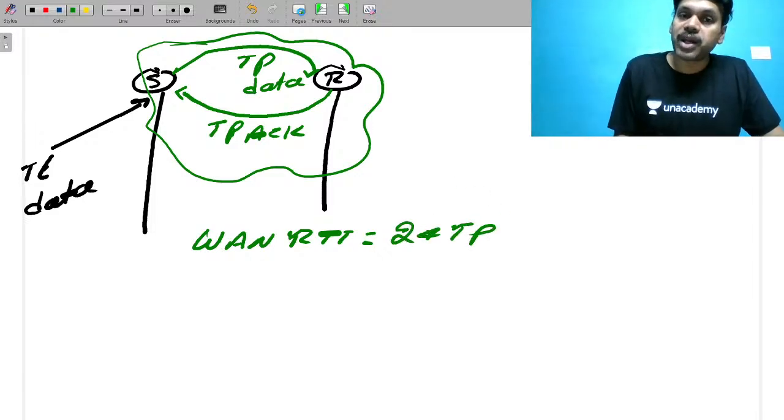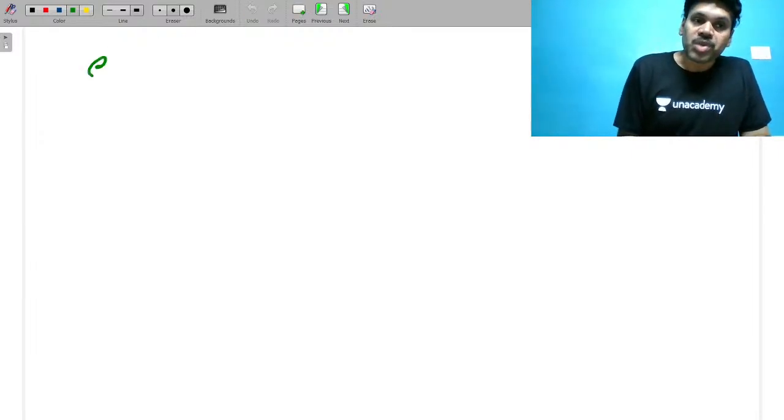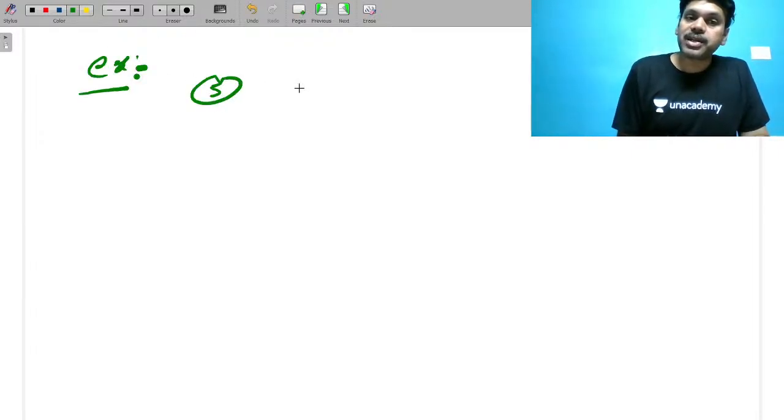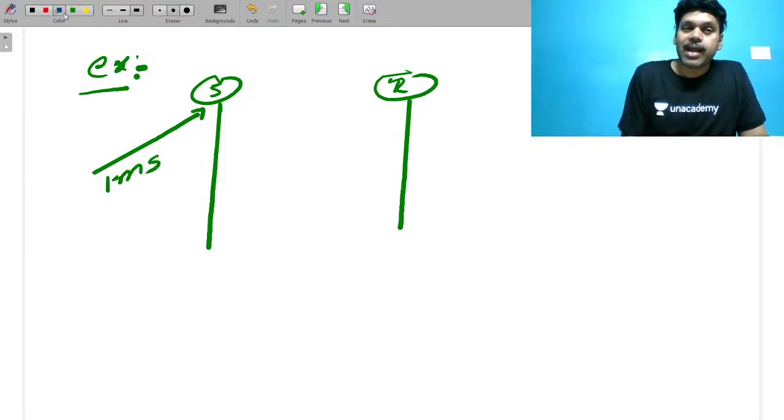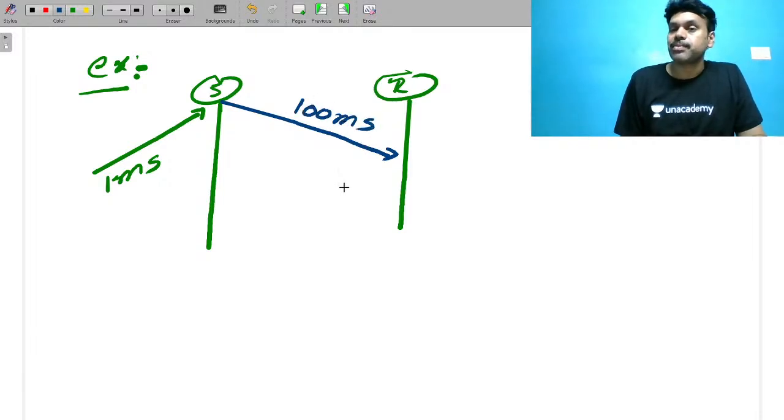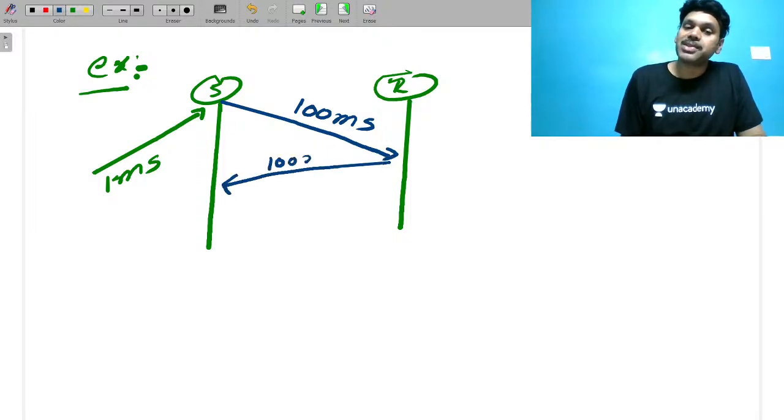Now let us go through one more analogy. There is a sender and there is a receiver. I send the data using 1 millisecond of time. Now it takes some time to propagate over the medium, say 100 milliseconds, and the acknowledgement propagation on the other side also takes 100 milliseconds. That means I am going to wait for a round trip time of 100 plus 100, 200 milliseconds.